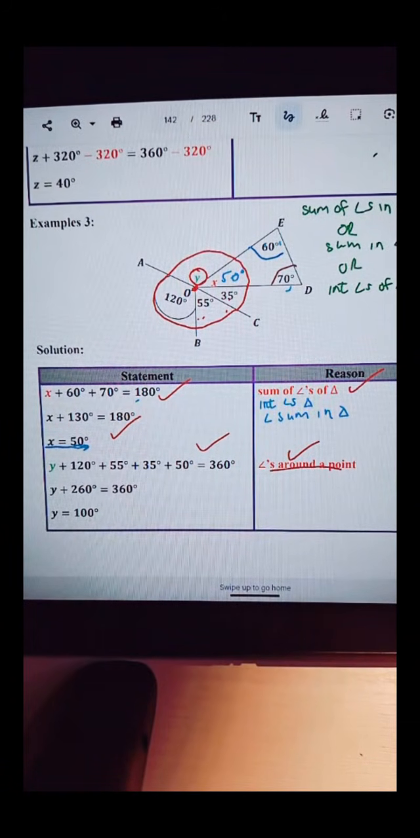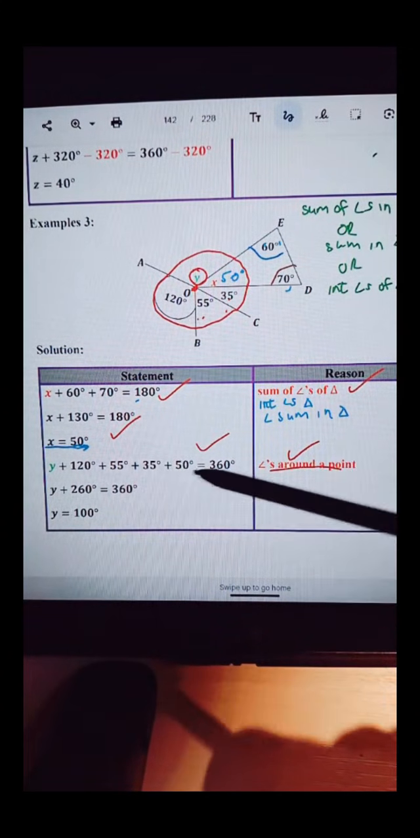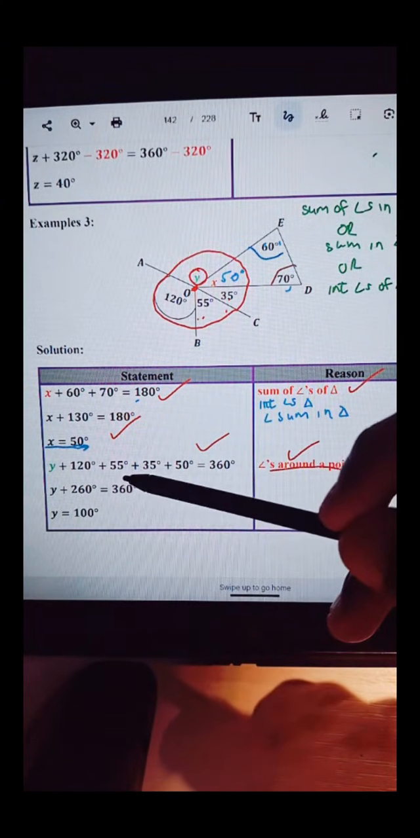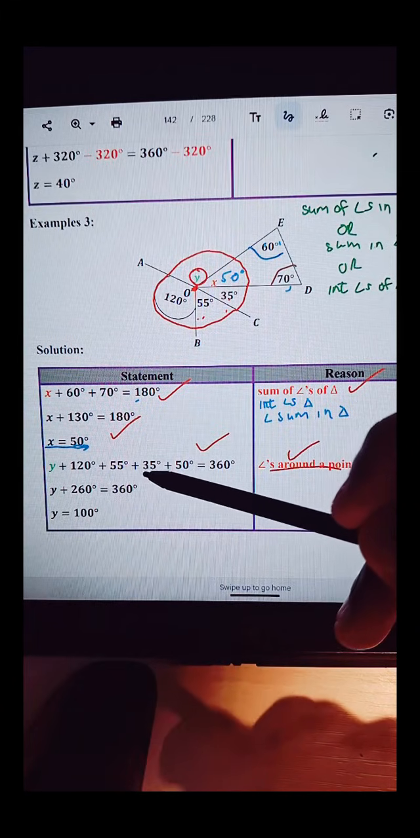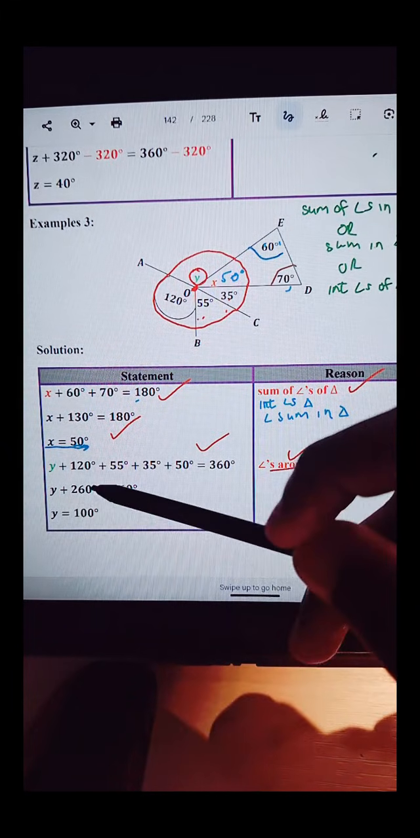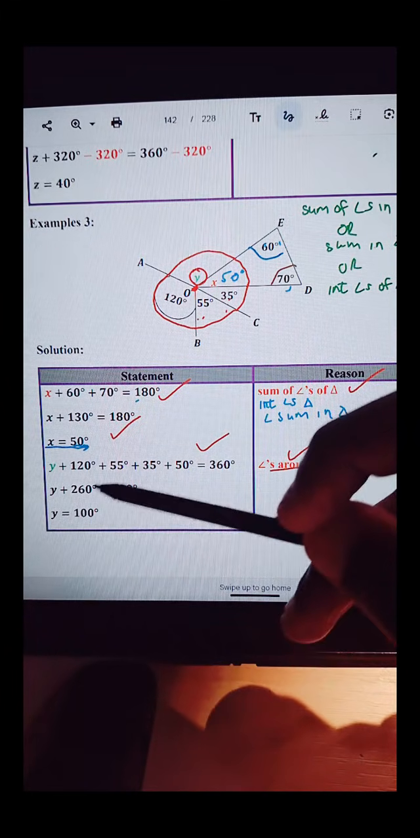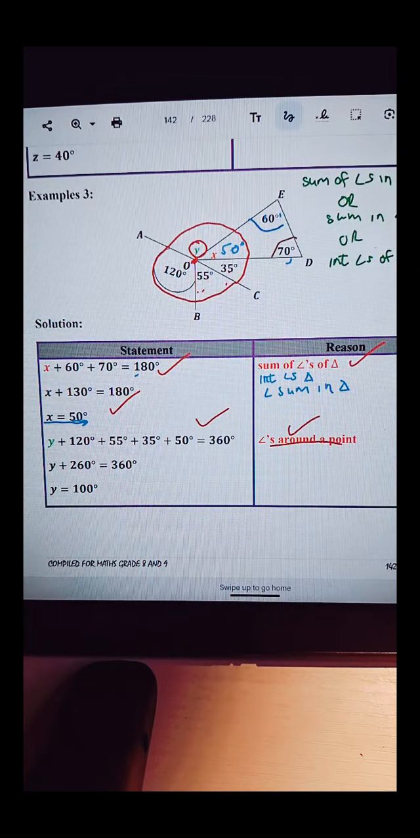Alright, okay. Okay, guys, I hope we are following here. That statement is relevant. The reason is relevant. Then we add the numbers here: 120 plus 55 plus 35 plus 50 gives us 260. Then obviously we take 360 minus 260, which gives us 100. So y is equal to 100 degrees. So 2 in 1, you know this one.